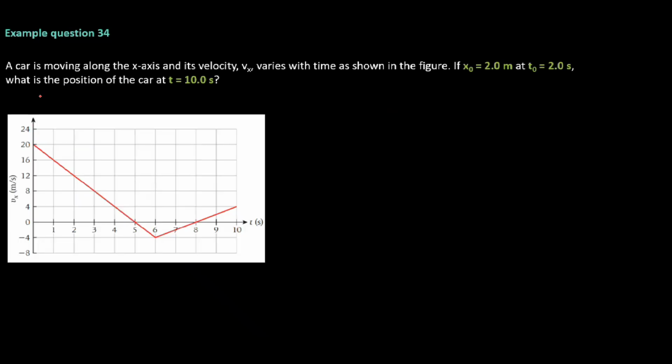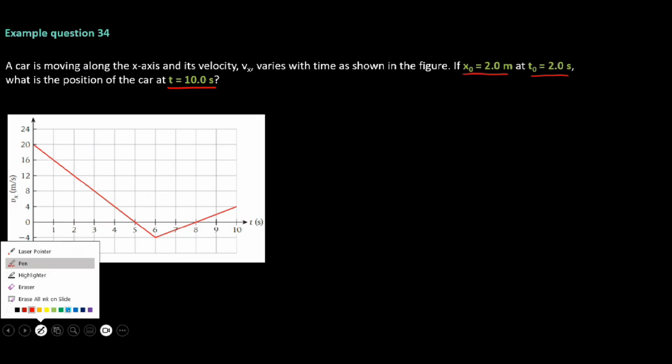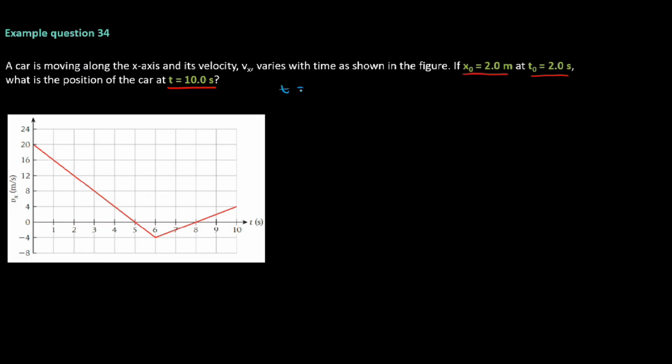Example question 34. A car is moving along the x-axis and its velocity Vx varies with time as shown in the figure. If x0 is equal to 2 meter at t0 equals 2 seconds, what is the position of the car at t equals 10 seconds? So here I have the position values when time t was equal to 2 seconds, which is x0 equals 2 meter. And I want to find what was the position at 10 seconds.